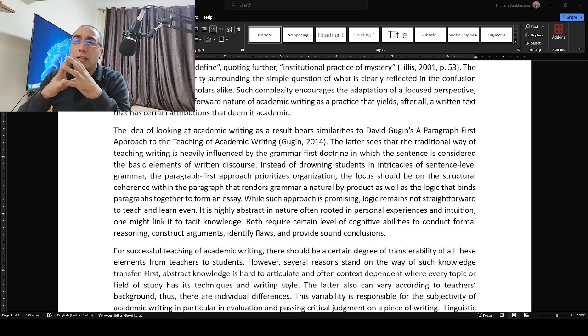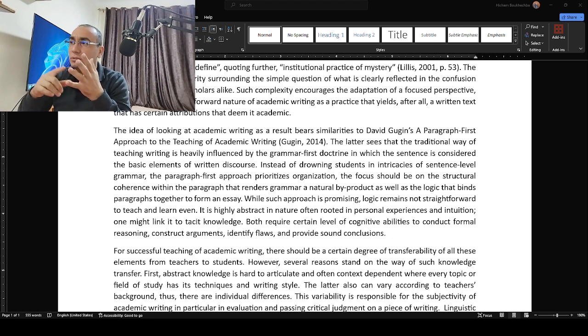Now, the idea of looking at academic writing as a result bears similarities to David Gudgeon's paragraph-first approach to the teaching of academic writing. Now you can see the latter sees the traditional way of teaching writing as heavily influenced by the grammar-first doctrine. And indeed, if you read books concerning writing, you will find most of the time they speak about grammar, or paragraph mechanics, etc., in which the sentence is considered the basic element of written discourse. And yes, this is something we do all the time. We think about the sentence, it's like the first element. Now, instead of drowning students in intricacies of sentence-level grammar, now, the paragraph-first approach, this is something we should talk about.